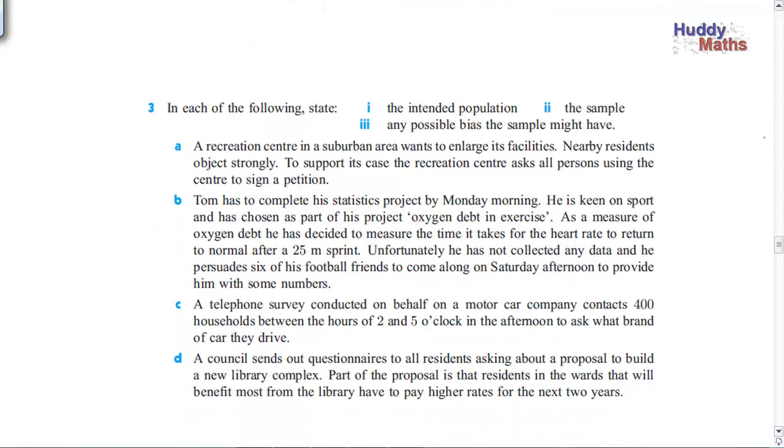In each of the following, state the intended population, the sample, and any possible bias the sample might have. We're not doing all the questions from Hayes here because we're only going to work with simple random samples. They talk about other sampling techniques as well. Okay, so read it through, pause the presentation and see if you can state these three things for each of the parts A to D. Right, let's look at the answers now.